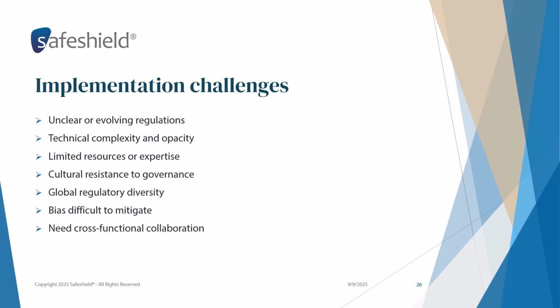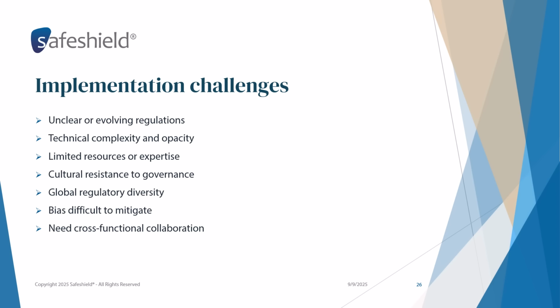Implementing AI governance is complex, and organizations face multiple challenges. One major challenge is lack of clarity. Regulations and standards are still evolving, creating uncertainty about requirements. Another is technical complexity. AI systems can be difficult to interpret, making transparency and accountability hard to achieve. Resource constraints are also common. Smaller organizations may lack expertise, funding, or tools to implement governance effectively.